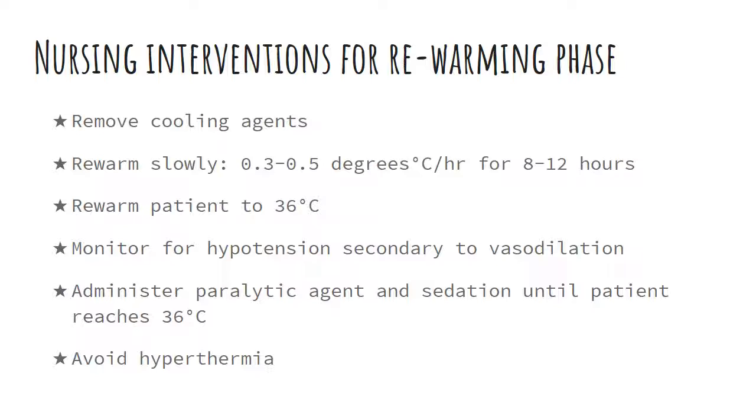Further than this, you want to keep your paralytic agent and sedation being administered for them until they reach their desired core temperature. You want them comfortable. You don't want them panicking. You really want to do best by them and keep them sedated and comfortable until you reach your desired temperature. You don't want to rewarm them above 36 degrees Celsius. You want to avoid the hyperthermic state. Really, you're just trying to maintain equilibrium for this patient and get them back to where they really needed to be, which is kind of a homeostasis for them. And the desired core temperature is 36 degrees Celsius, no more, no less.